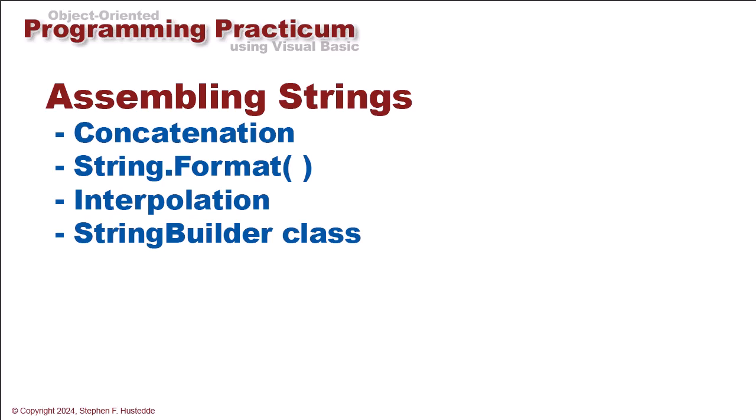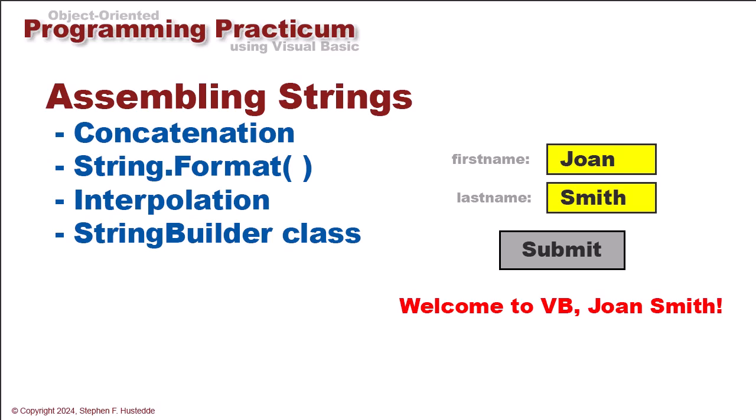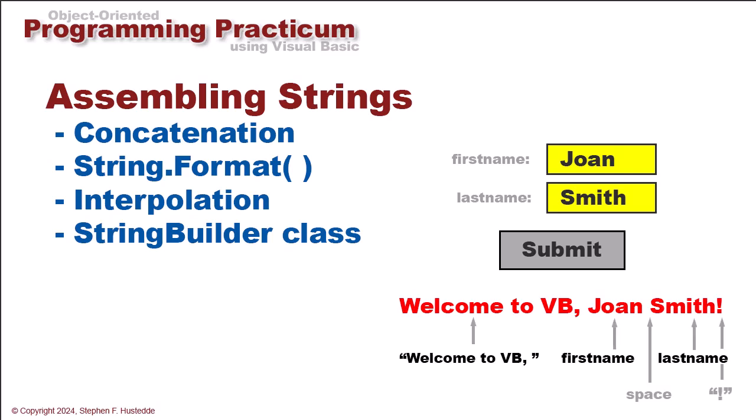We're going to start with concatenation, but first let's talk about what assembling a string is. So we might have an application where we're asking the user to enter a first name and a last name and to log in or submit. And then we want some output that basically says welcome to VB, and uses their name. So in this case, Joan Smith, welcome to VB Joan Smith. Now that output is comprised, in this case, of 5 different string values.